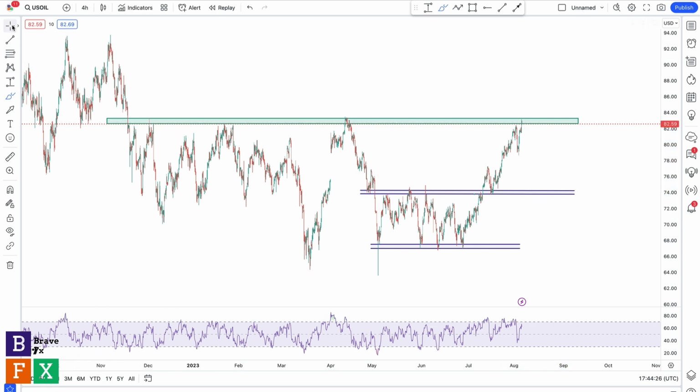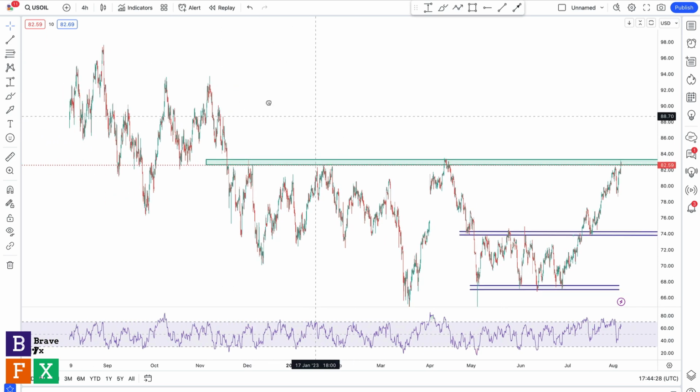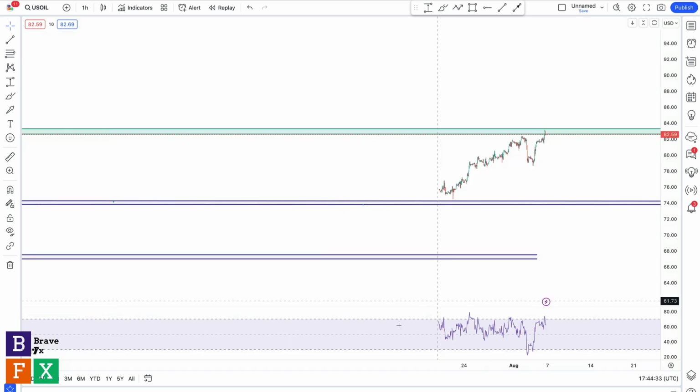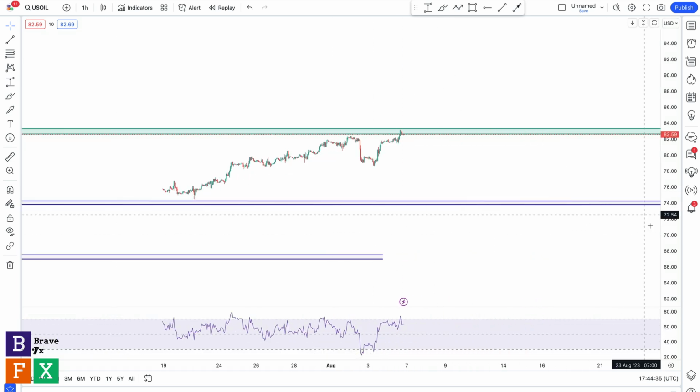So this is the 4-hour chart. You have to wait for that on the 1-day time frame, because that's where you're going to get the best entry. So I'm just going to go over there real quick to show you what I'm talking about.